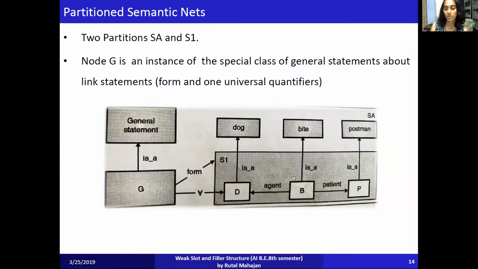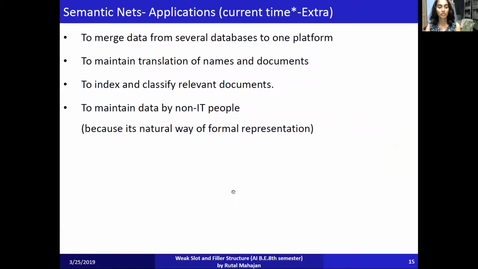S1 is quite similar to the previous one we have seen. D is a dog, B is a bite, P is a postman. D is the agent of the event and P is the patient of that particular event. Okay, G represents the generalized statement form with one universal quantifier. Okay, this is how a partitioned semantic net works.